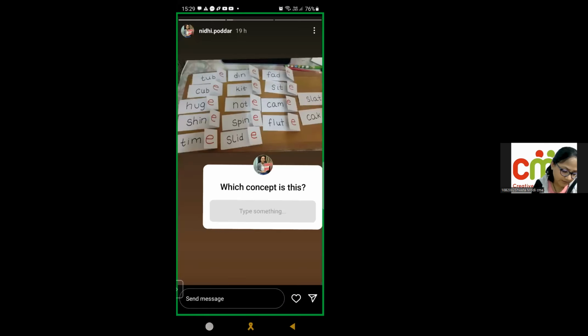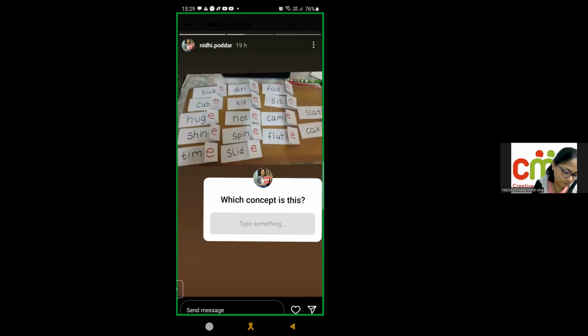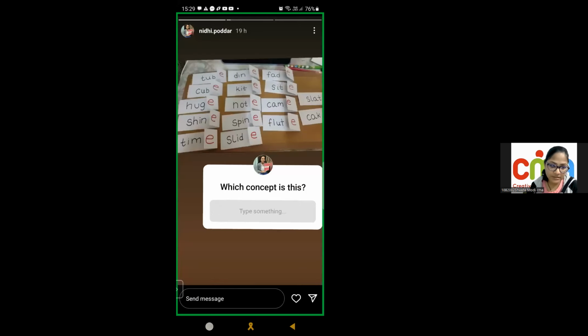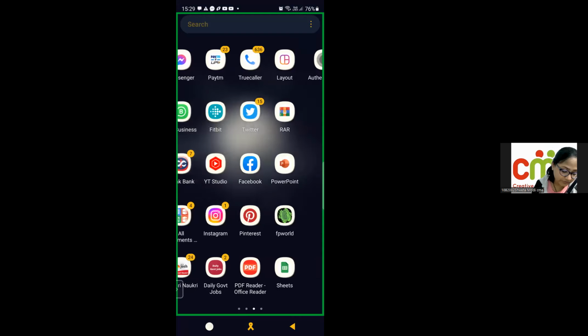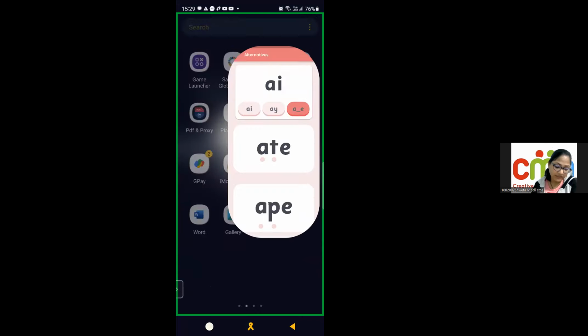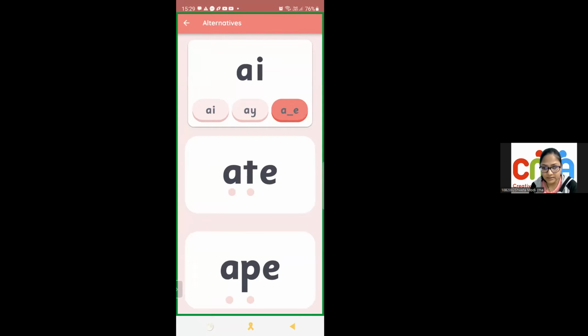Yes. See all these words, they are magic E words. Tub becomes tube, cup becomes cube, hug becomes huge, shin becomes shine, Tim time. Okay. And also I have shared it in the activity, the video which I shared yesterday, all those resources. Okay. Mad becomes made. So now is there anyone who has not understood?